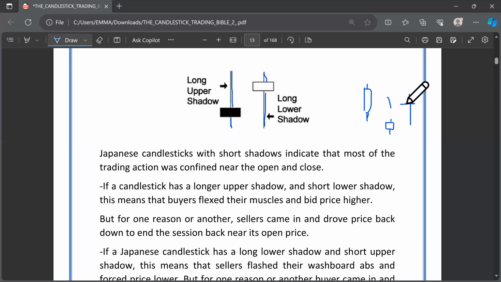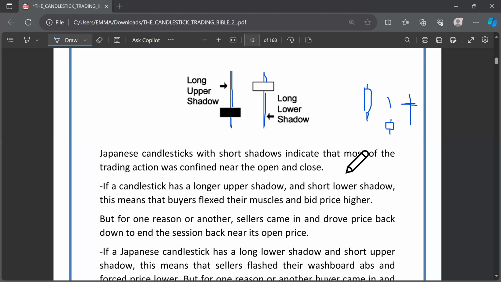Candlestick, you have a look at them. Having a candlestick forming like this means the opening and closing is very close, right? So that is it. Now, if a candlestick has a longer upper shadow and a short lower shadow, this means that buyers flex their muscles and bid price higher, right?